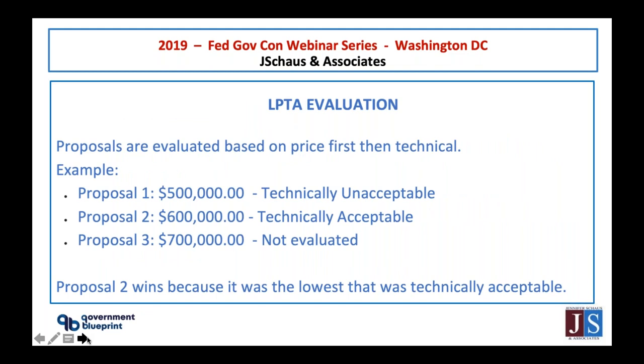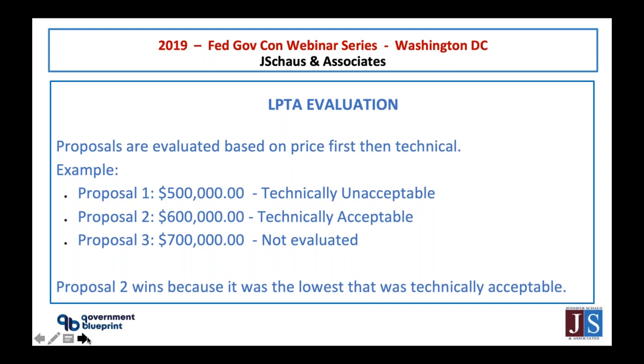So here's an example of the LPTA evaluation process. The way the process works is that proposals are evaluated based on price first, then technical acceptability. For example, let's say I was a contracting officer. I received three proposals: proposal one, two, and three. Proposal one came in at $500,000. I then submitted it over to the technical evaluation person. They evaluate the proposal and say, hey, this is technically unacceptable. Because of this, I can now hand her the next proposal. So I would hand her proposal two, and it's for $600,000.